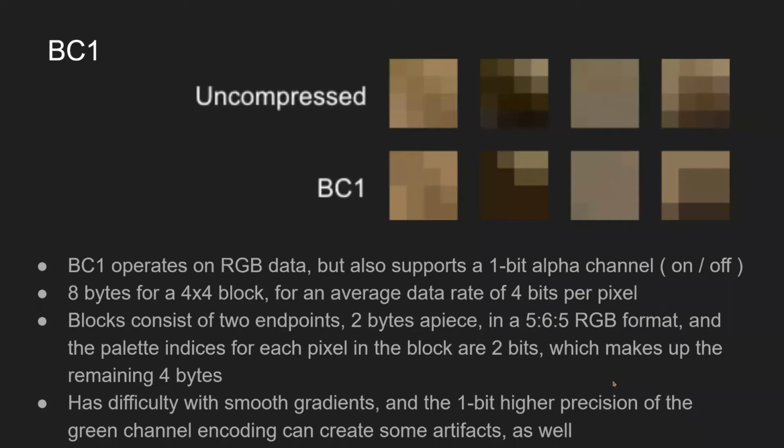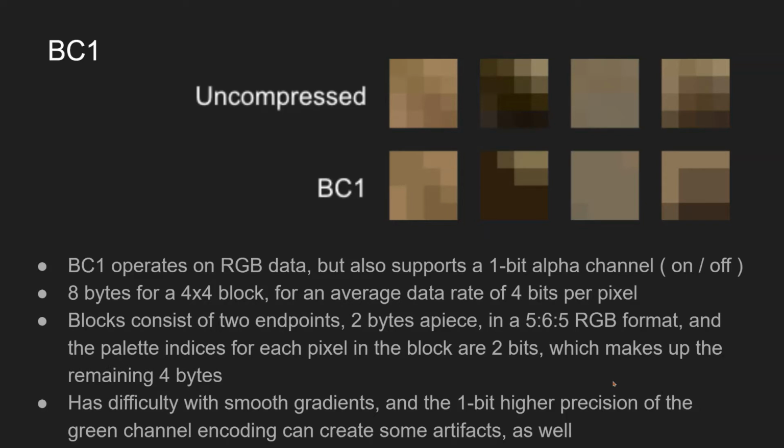So to get into the particulars of the format, BC1 is the first one. These are named chronologically when they were developed. Going through them in a little bit of an odd order. It's the order that they're presented in the article. This is basically starting from the simplest and going to more complicated approaches. So BC1 is designed to represent 3-channel data, and it also supports a 1-bit alpha channel. So it uses 8 bytes for a 4x4 block, which averages out to 4 bits per pixel.